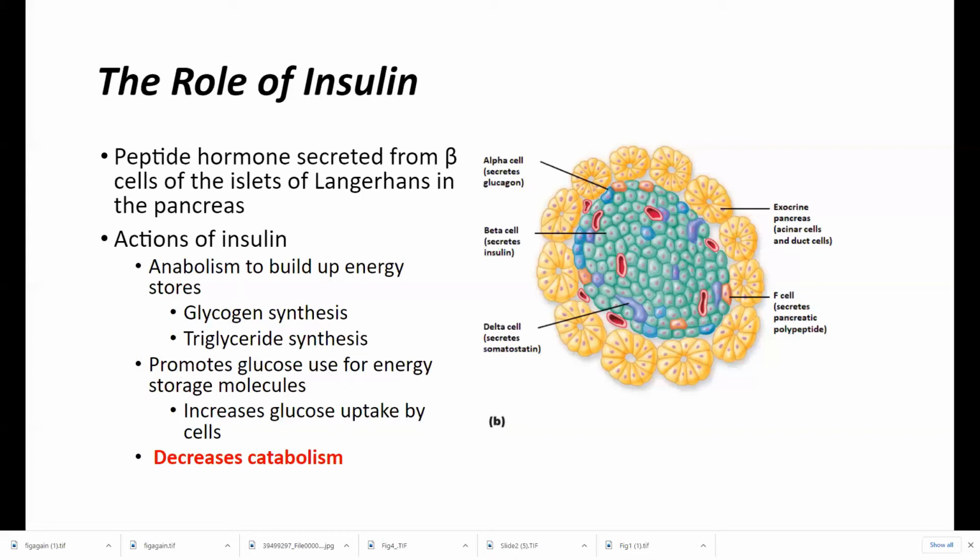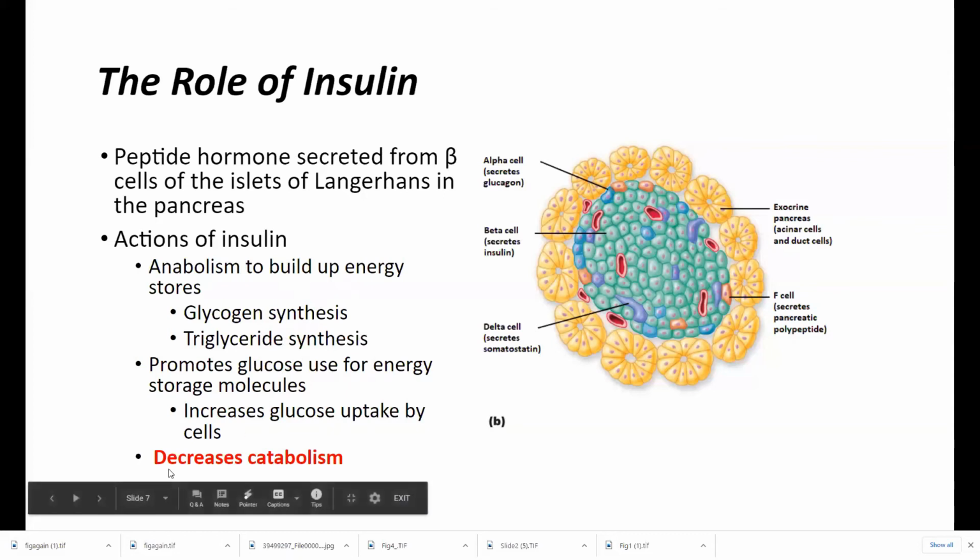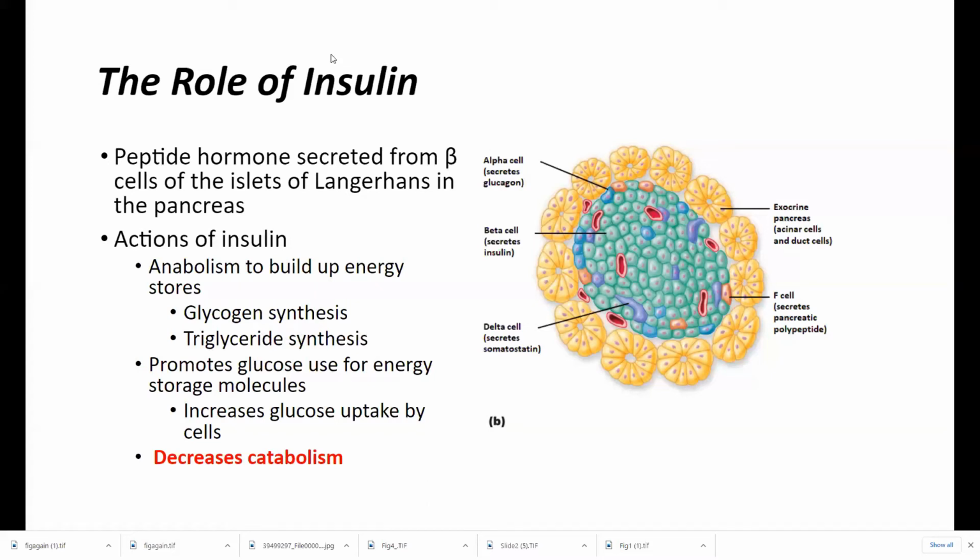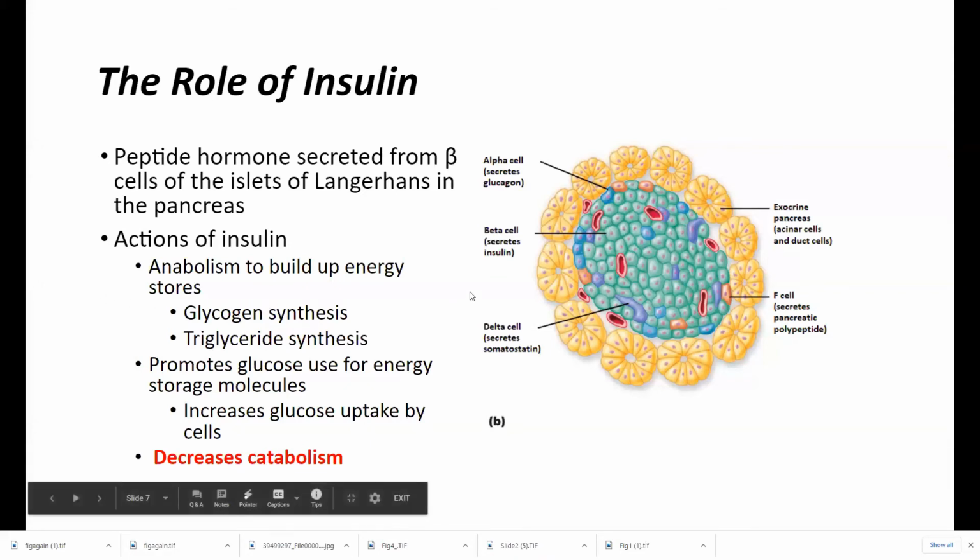So that's an important function of insulin as well. At the same time as we're building up molecules, moving glucose into cells in order to build up these molecules, we're going to decrease catabolism. So catabolism is breaking stuff down, making smaller molecules. Basically, while we're storing glucose as glycogen, it wouldn't make sense to be breaking down a lot of glycogen at the same time. We're going to focus on anabolism and stop breaking stuff down.